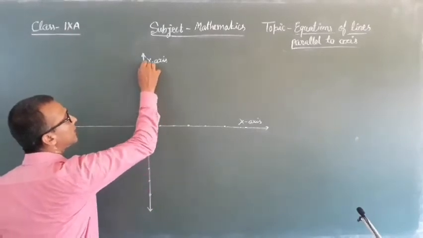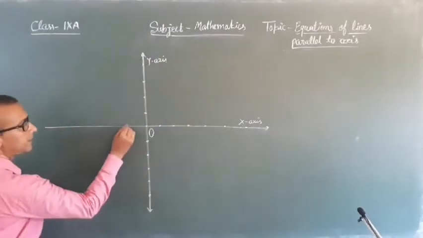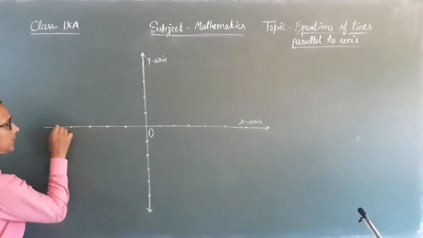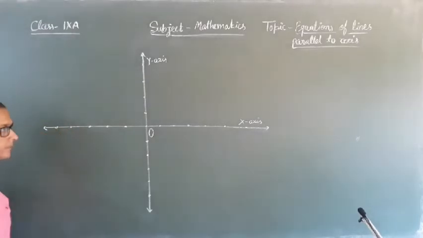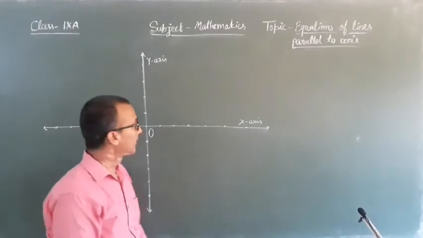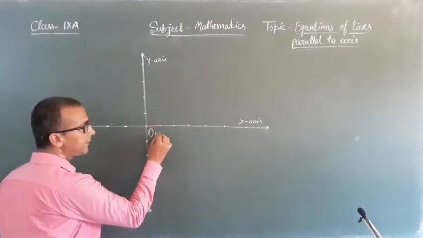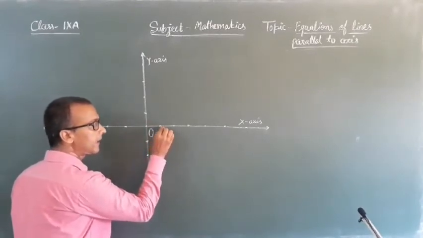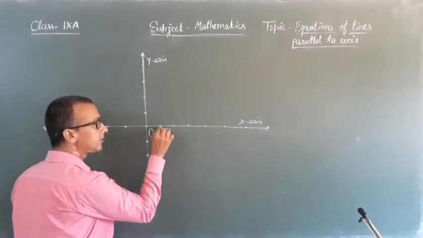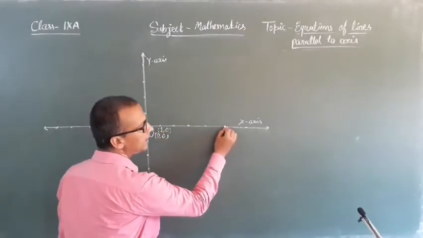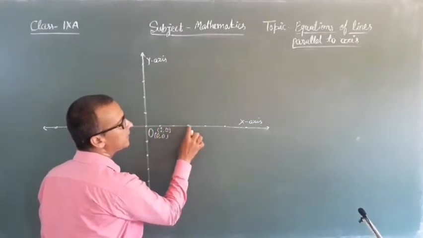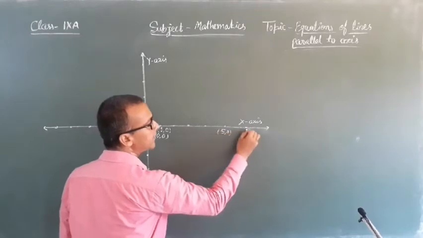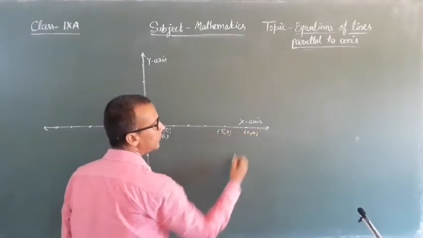What will be the coordinates of these points? We know about it. The coordinate of the origin is (0, 0). The coordinate of this point will be (1, 0). Similarly, the coordinate of this point will be (5, 0). And this one is (6, 0).